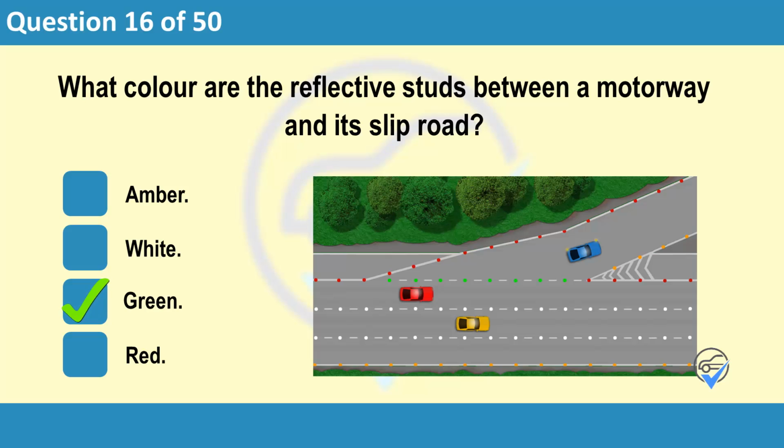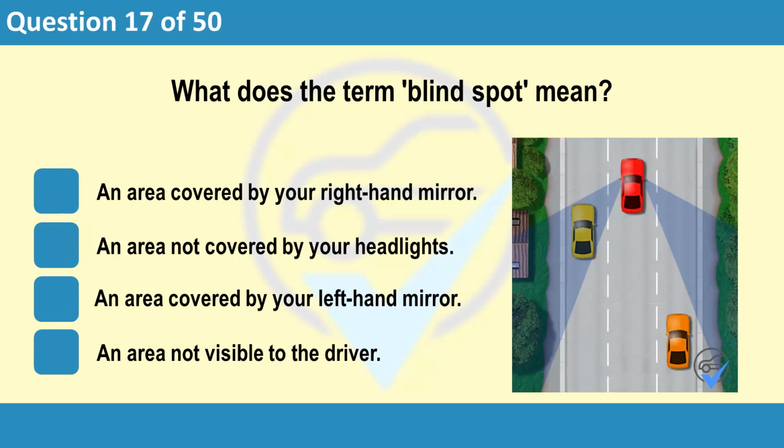What does the term blind spot mean? An area covered by your right-hand mirror. An area not covered by your headlights. An area covered by your left-hand mirror. An area not visible to the driver.